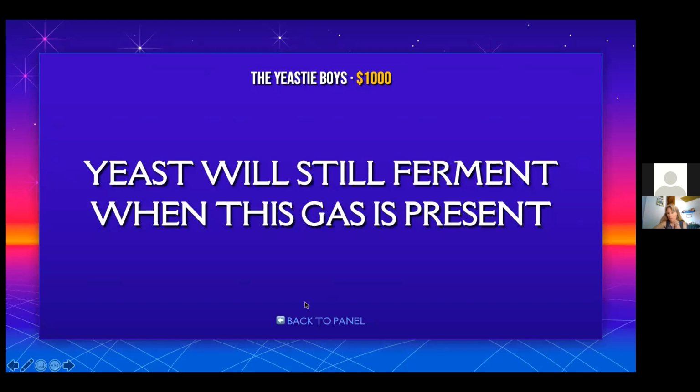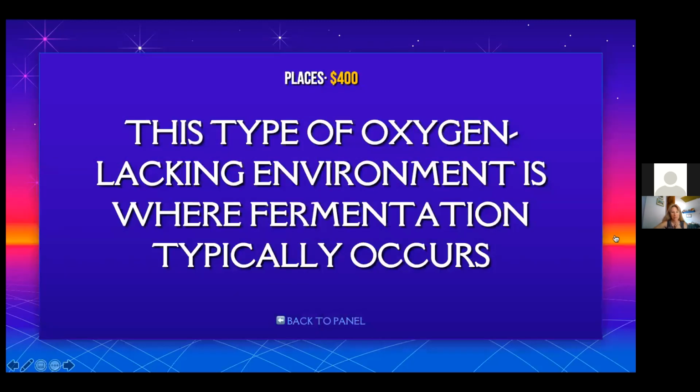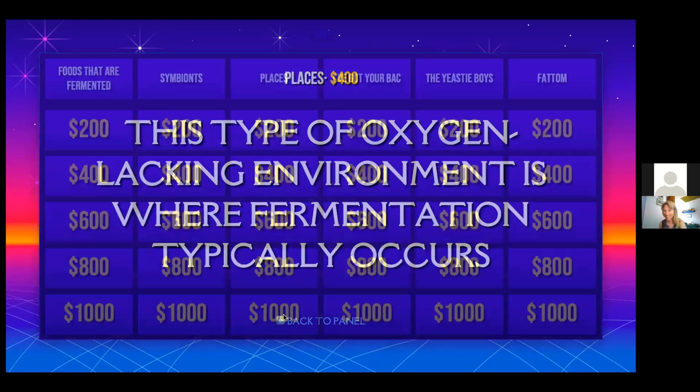Oxygen. Correct. Both Alex and KL went in there. So Alex, you got in there first. Why don't you pick the next topic and amount? Places for 400. This type of oxygen-lacking environment is where fermentation typically occurs. Anaerobic. Yes. Both Alex and KL. That was fast. You guys type fast.